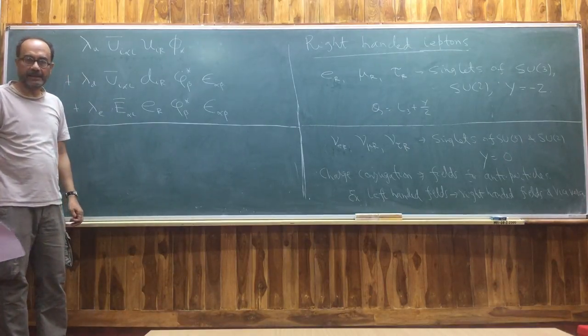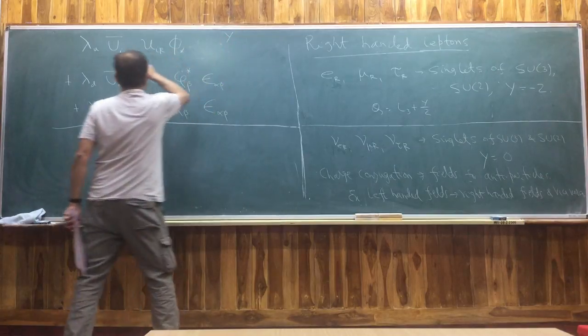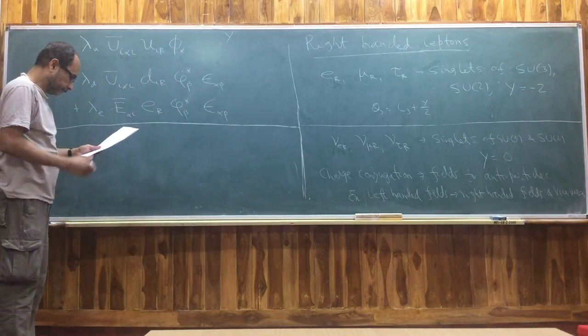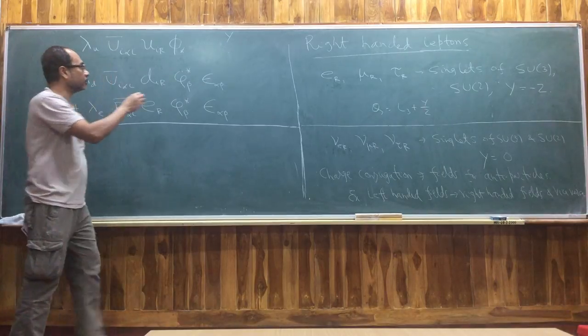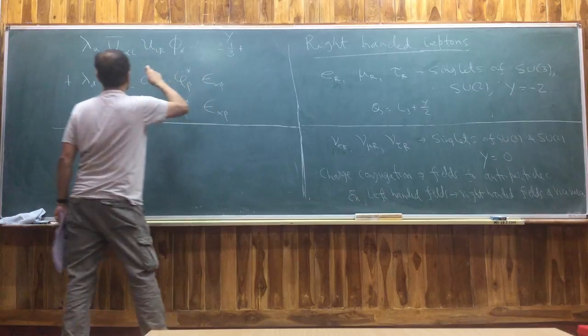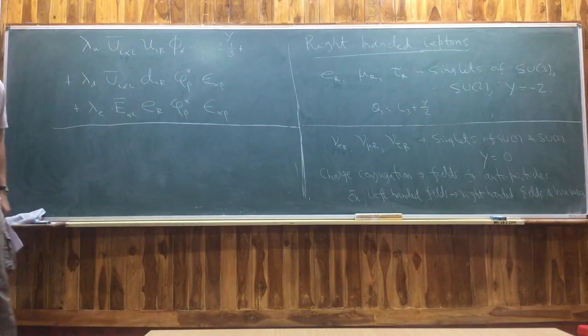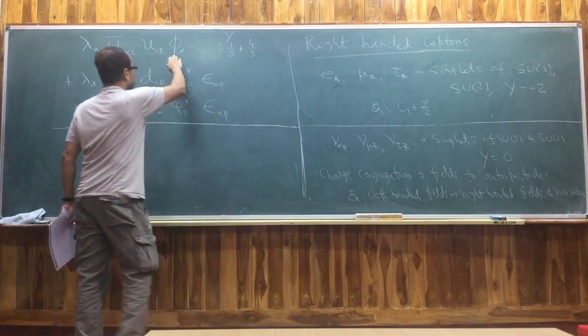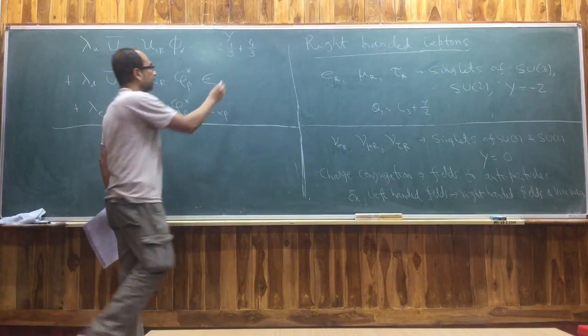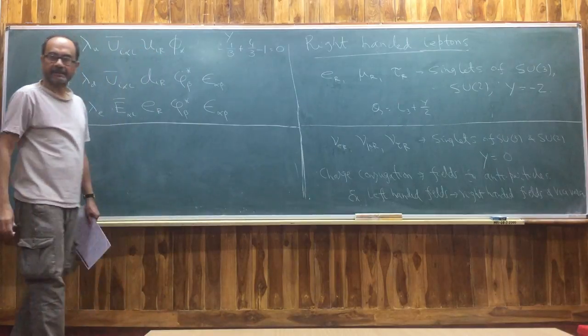Now hypercharge, right? So let's calculate the Y. How much was it for u I alpha L? It's 1/3, and when you conjugate, it becomes minus 1/3. Plus this one, u I R, that's 4/3. And this phi had minus 1, the Higgs had hypercharge minus 1. So this is 0. So this is invariant under all gauge symmetries.